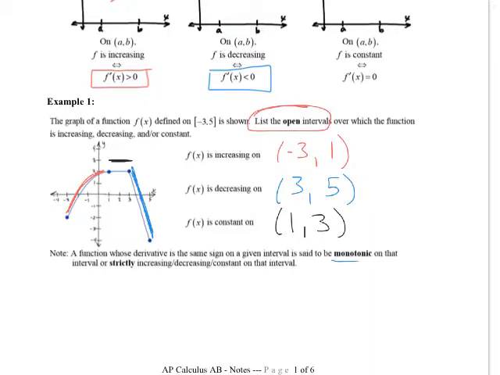We sometimes throw out this word monotonic, which means the function is always increasing, or always decreasing, or always constant. So as long as the behavior doesn't change, then it's said to be monotonic. Even if the slope might change a little bit, this curve is always increasing. Okay, let's take a look at example 2.